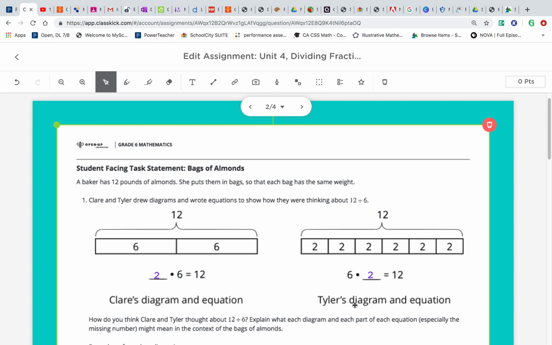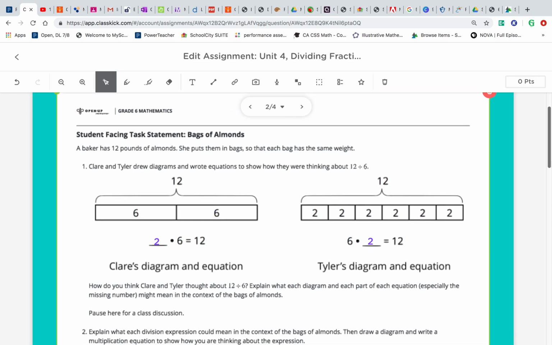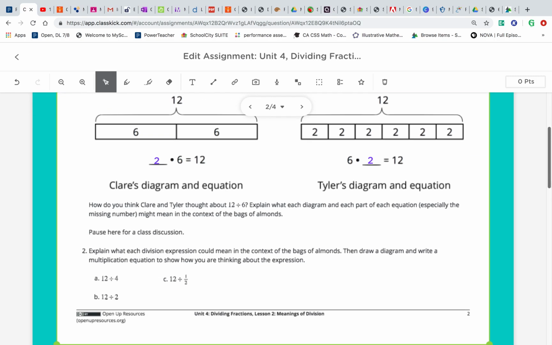For Tyler, Tyler might have seen 6 as the number of bags, right? 1, 2, 3, 4, 5, 6 bags. And then each of those bags would have weighed 2 pounds each, right? So there are a couple different ways of thinking about taking 12 and dividing it by 6. Okay, so that's something to keep in mind. Let's look at the next part of the activity.